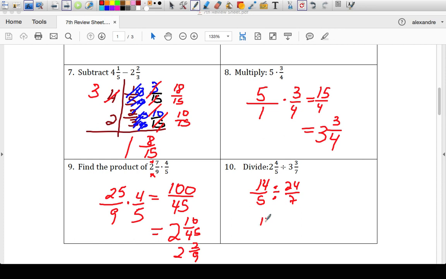Okay, so let's multiply by the reciprocal. 14 over 5 times 7 over 24. Can't simplify anything, so 7 times 14 is 98. 5 times 24, 5 is 20 plus 2, 120. I can't simplify, actually I could have simplified 14, 24, so that would be 49 over 60 if you simplify one more step.